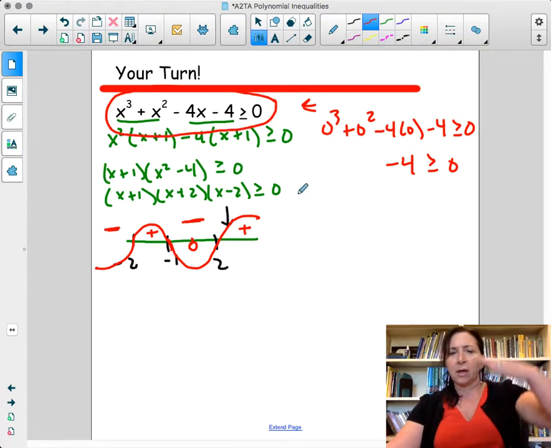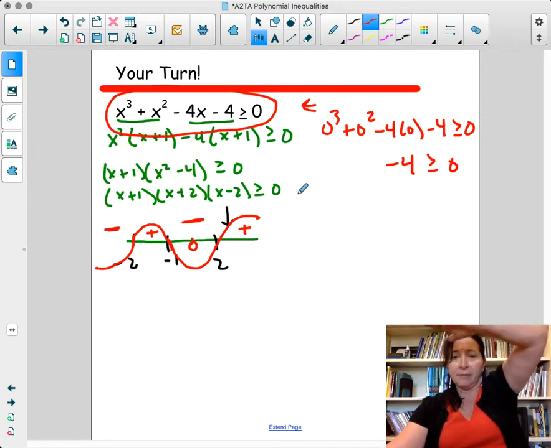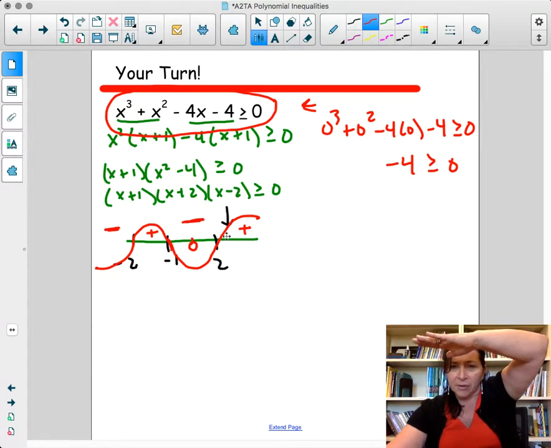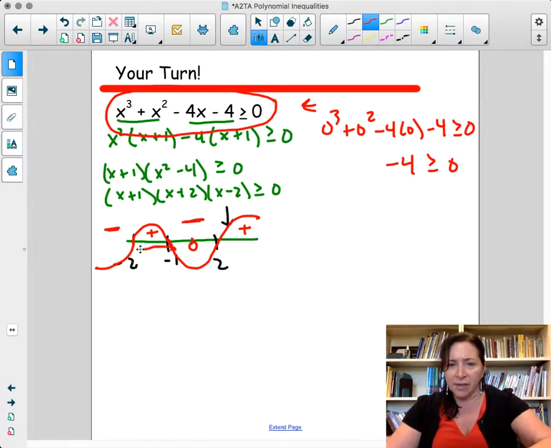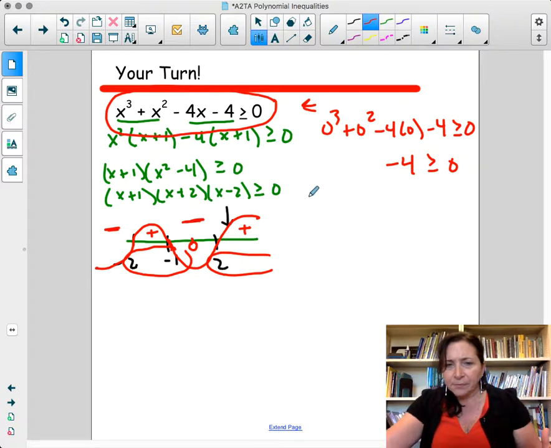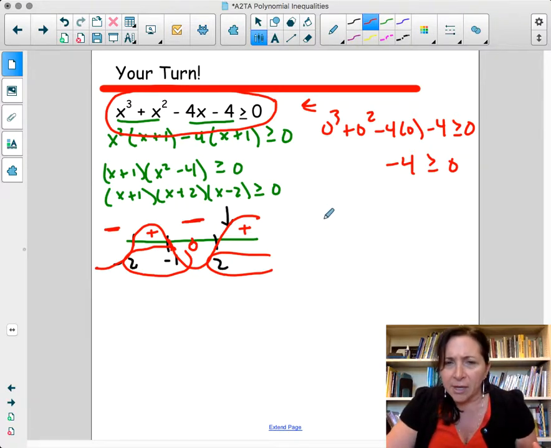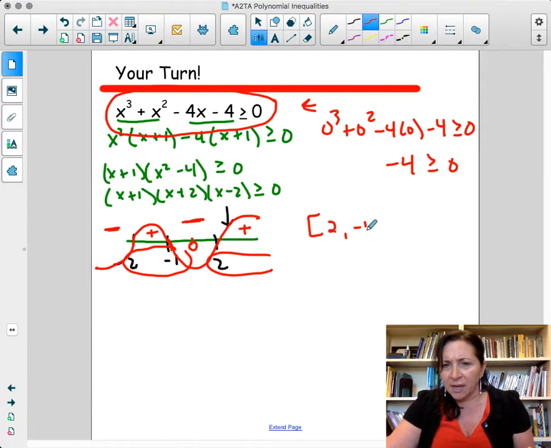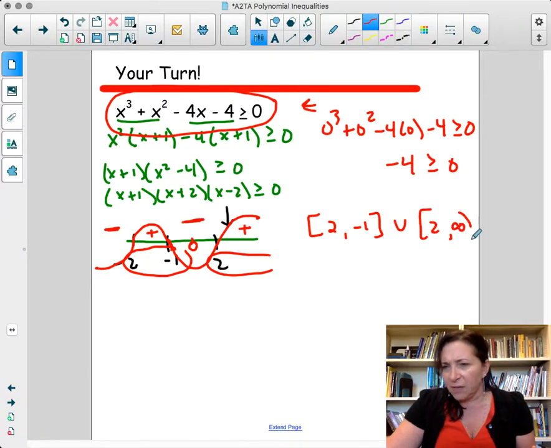So the question is saying, go back to the original equation, and where is my graph greater than, above 0? So it's above 0 between these two intervals and these intervals, which is infinity. So you would say, let's see, yeah, it's greater than or equal to. So it'd be bracket -2 to -1, union, bracket 2 to infinity, and infinity always has a parenthesis.